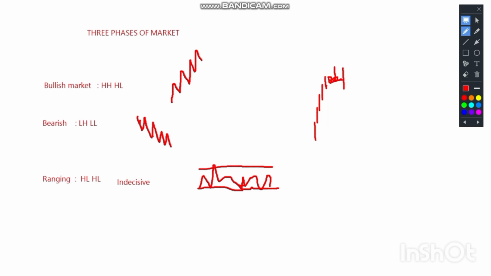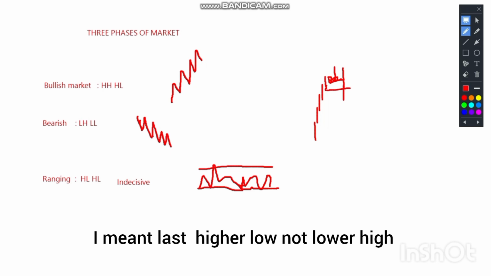I usually do not consider this a break in structure. When the last lower high here is broken, this is when I consider this a reversal. So this is how I look at reversal.